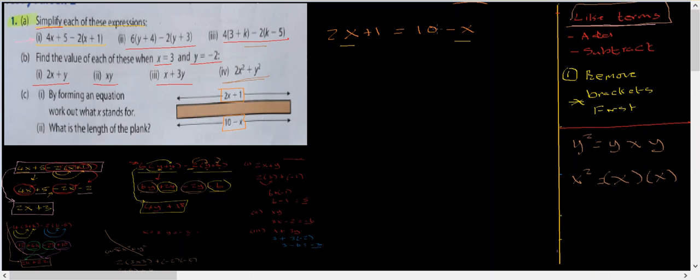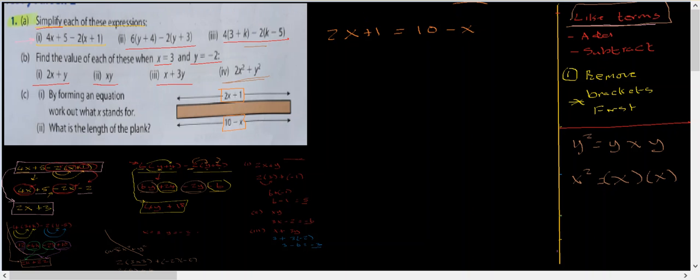So how do we do that? The first thing we want to look at, let's just get rid of these here so they don't cause confusion. So we have minus x on this side. Now I want to get rid of minus x from this side and bring it over to the other side.